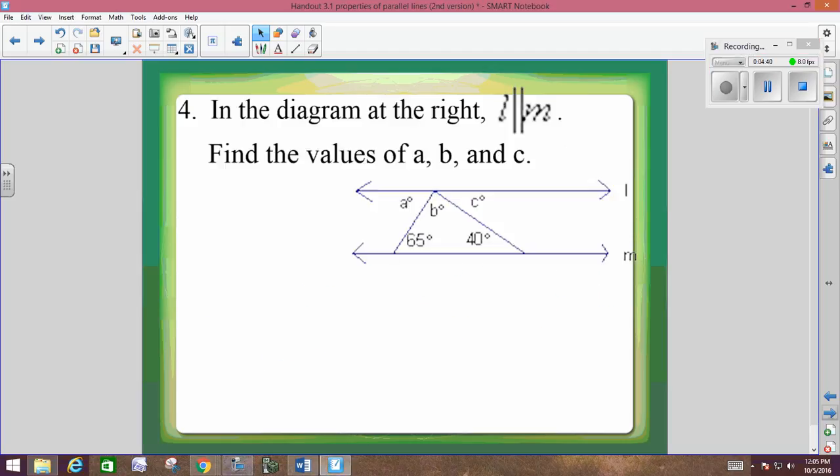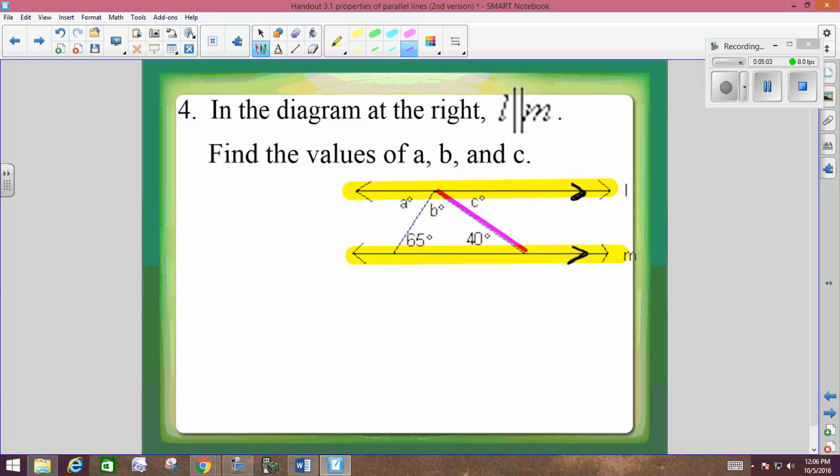In the diagram, L is parallel to M. Mark it with the little feathers there. And we have to find the values of A, B, and C. I have 1 set of parallel lines, L and M, highlighted them in yellow. And I have 2 transversals here. I'm just going to look at one at a time.